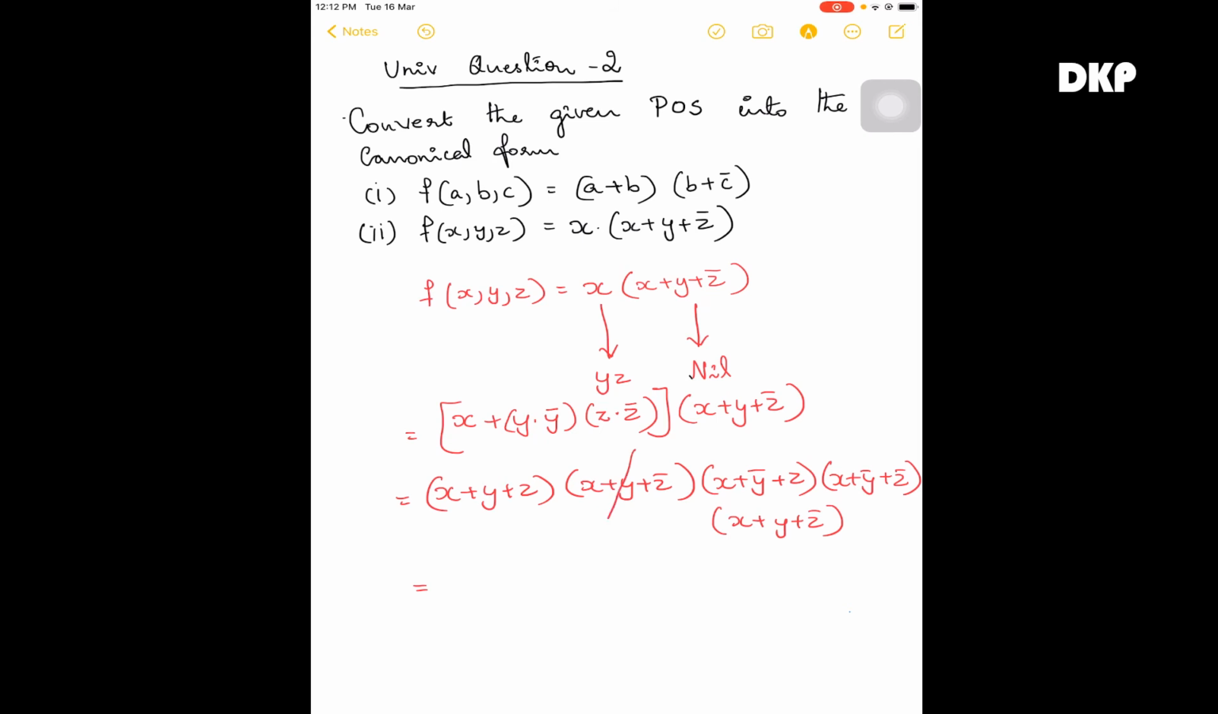Now x plus y plus z bar is repeating twice. Therefore, you have to write this once: (x plus y plus z) into (x plus y plus z bar) into (x plus y bar plus z) into (x plus y bar plus z bar). This is f of x, y, z in canonical form or standard POS form.